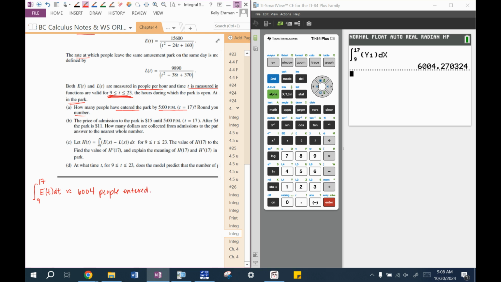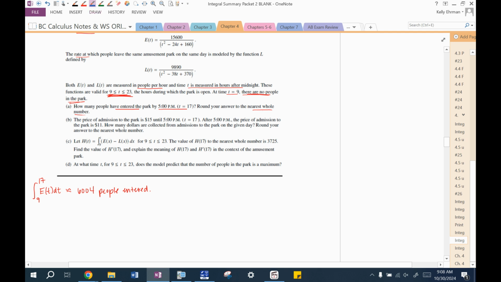Now part B says the price of admission to the park is $15 until t equals 17. After 5 p.m., the price of admission to the park is $11. How many dollars are collected from admissions to the park on any given day? Round your answer to the nearest whole number. So think about this. It's going to be $15 per person, so multiplied by the number of people.